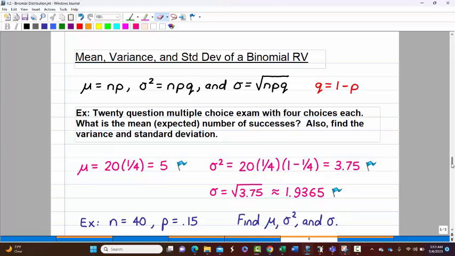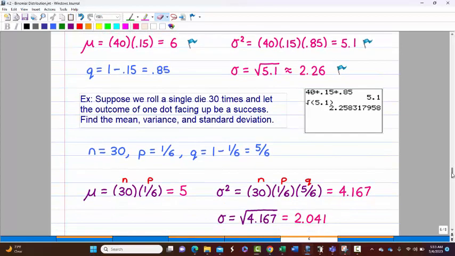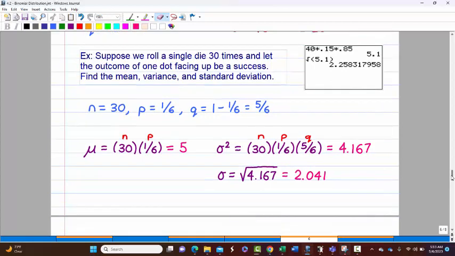Here's another one. Same thing. Nothing too tricky there. I won't even worry about explaining that one, especially since it gives you the probability. Okay, here, let's look at this real quick. Not difficult. We just have to make sure we realize that the P is 1/6. So we're letting a 1 dot, a 1 facing up, be a success.